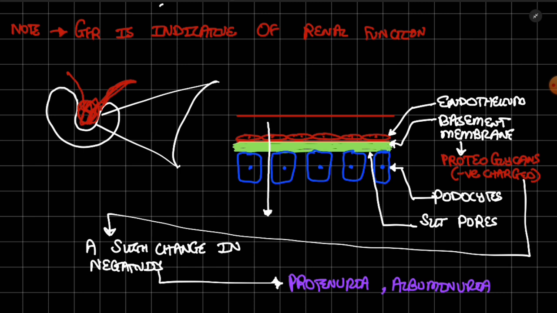If the GFR is normal, the urine output or the urinary system can be normal. The further complications can be like the tubular complications. But if the GFR is normal, the GFR is indicative of renal function. The statement explains this. Now we will talk about the factors which affect GFR.